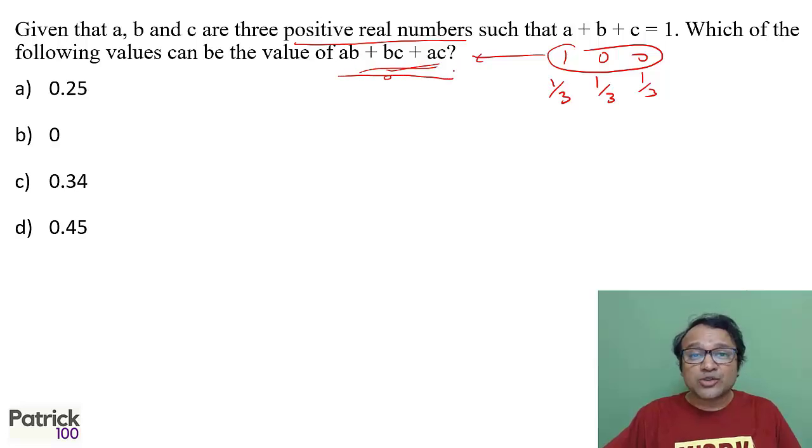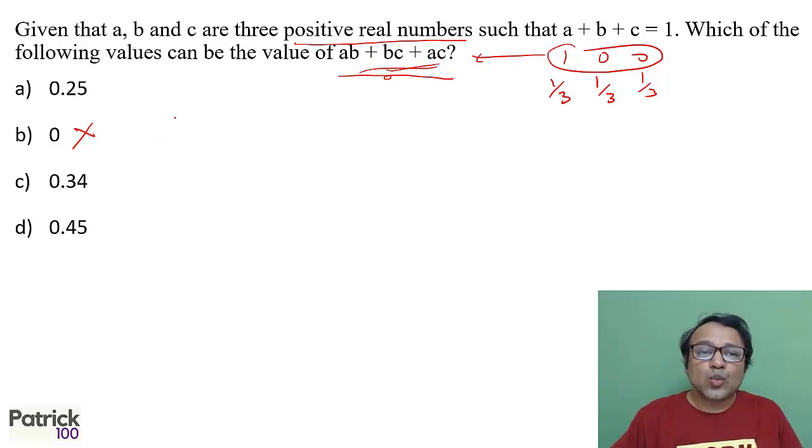That means the addition also will be positive. They are not 0, they are positive real numbers, so they are more than 0. That means each term will be more than 0, so the addition will be more than 0. So B is not possible. But B should be the extreme case, that 0 should be the minimum possible value.